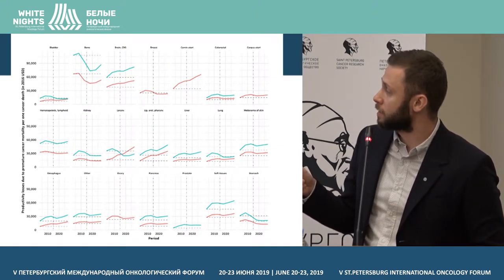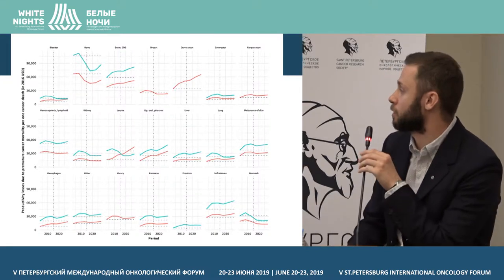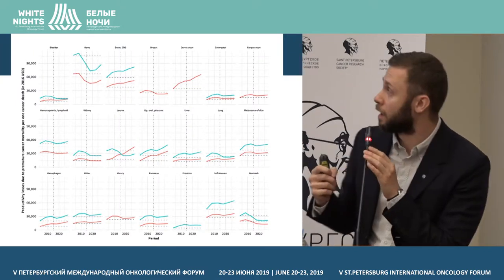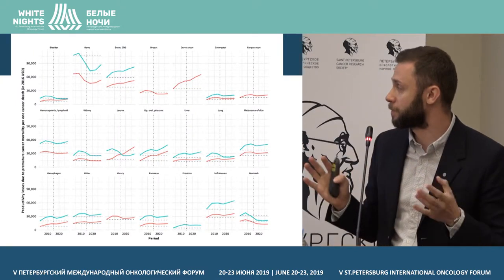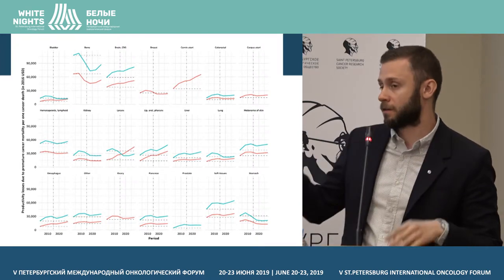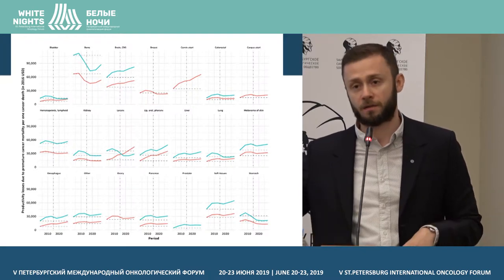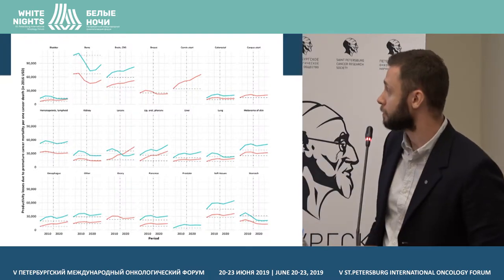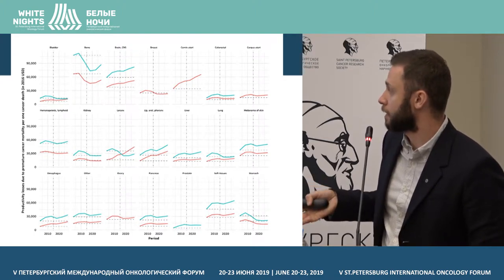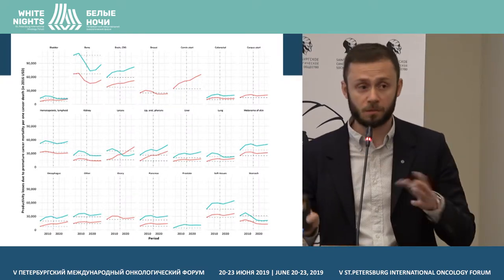What we also did, we decided to see what are the productivity losses per one cancer death. You can see this graph. The younger the cancer patient dies, the higher are the productivity losses. So the first thing we can see is that for most cancer types, the productivity loss is going to be more or less stable.